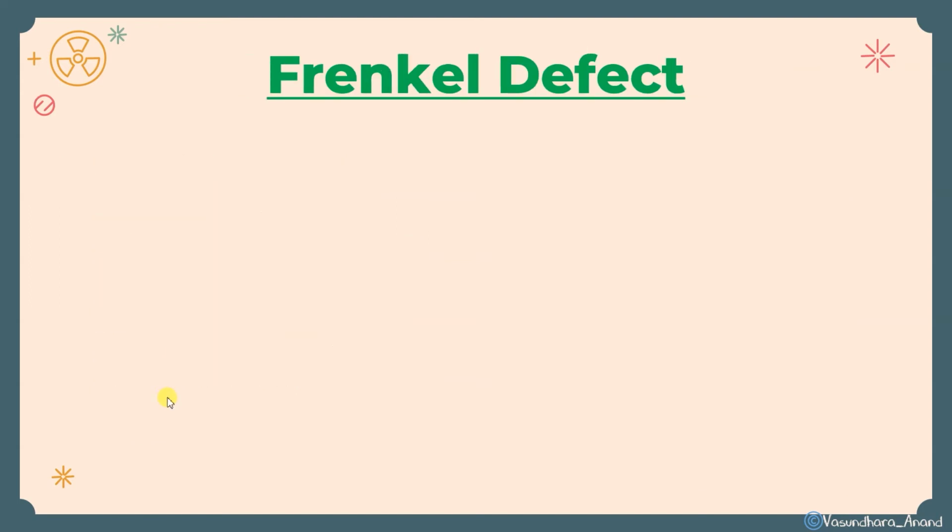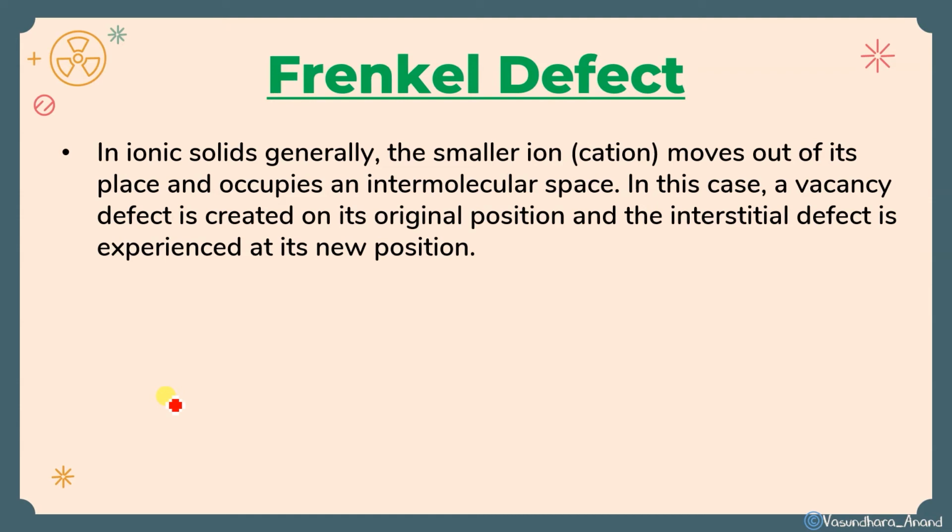So Frenkel defect, what is it? Frenkel defect occurs in ionic solids. Generally the smaller ion, the cation, moves out of its place and occupies an intermolecular space. Anion cannot occupy the intermolecular space because anion size is bigger, isn't it? So remember, which one is going to move in the Frenkel defect? Only the cation is going to leave its site and occupy the intermolecular space. It goes and sits in the interstitial. So it's a kind of interstitial defect, isn't it? In this case, the vacancy defect is created on its original position, and the interstitial defect is experienced at its new position. Did you get that?